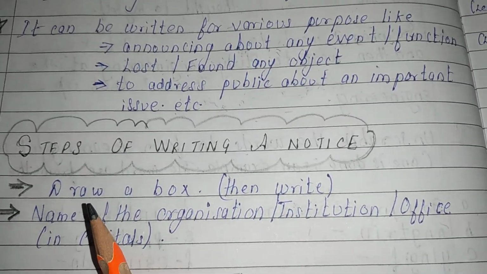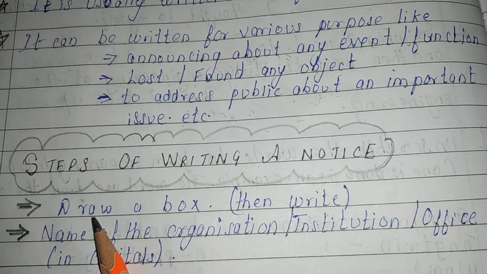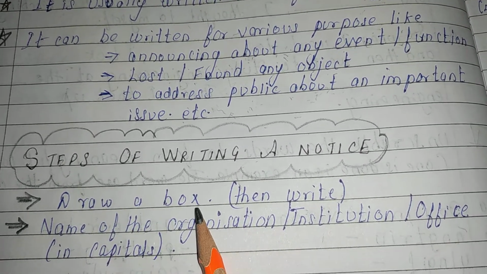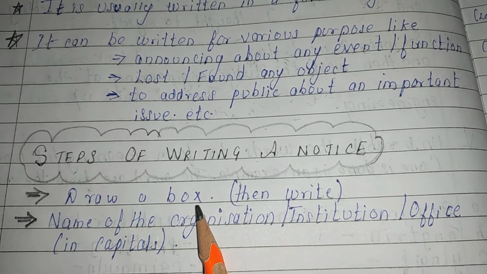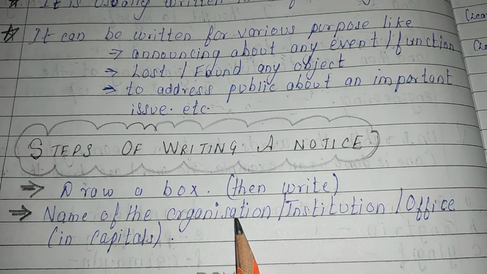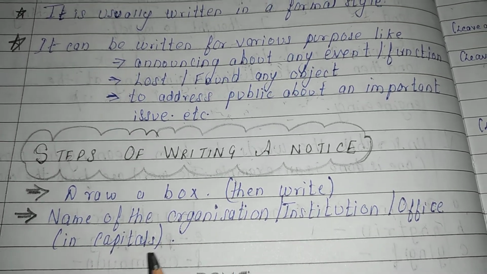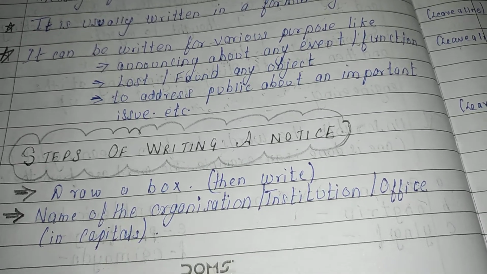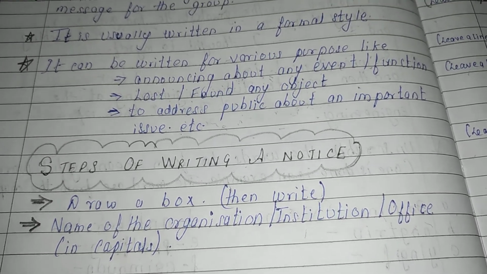Now for steps of writing a notice, the first step that you have to follow is that a notice should always be in a box. So you first draw a box. Second thing you have to write is the name of the organization or the institution or office. It has to be in capital letters. So in our case, when you're writing a notice, you will mention the name of your school.